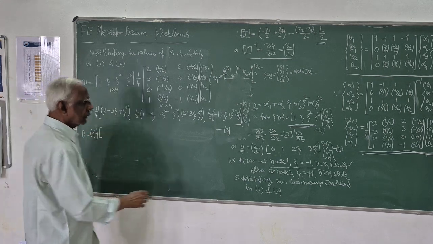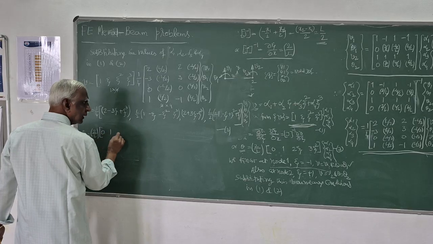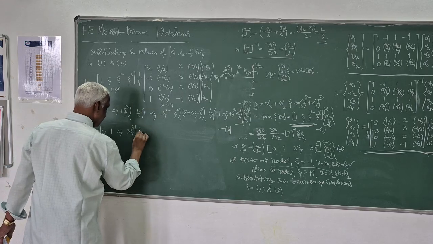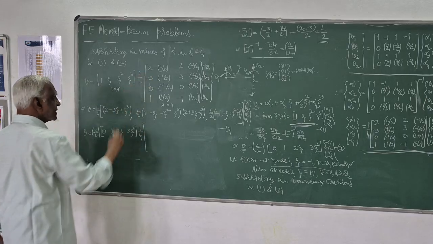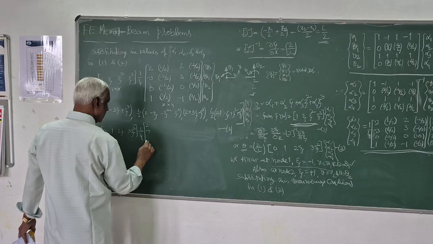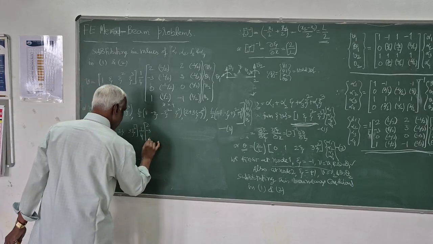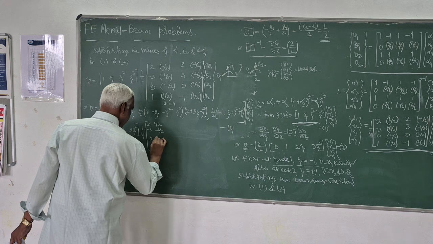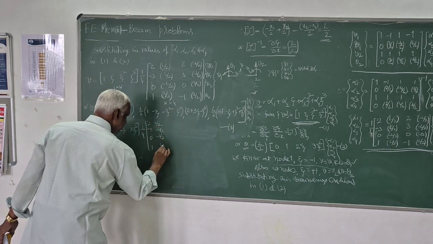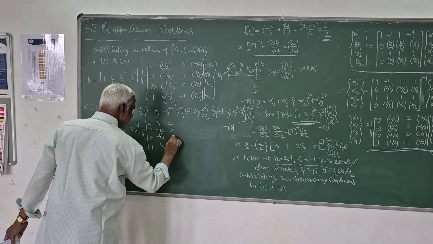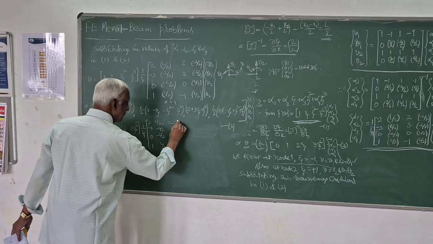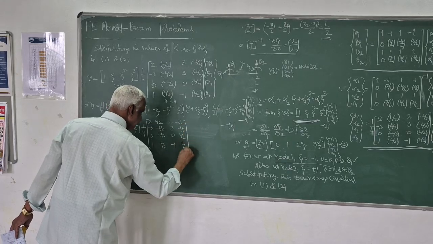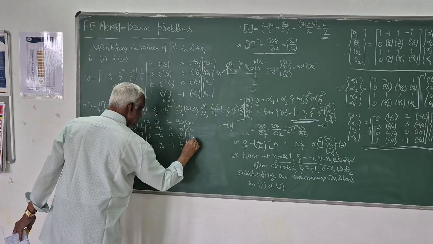into this 0, 1, 2 psi, 3 psi square, into that 1 by 4 into that same matrix: 2, minus 3, 0, 1, then L by 2, minus L by 2, then minus L by 2, L by 2, and 2, 3, 0, minus 1, then minus L by 2, minus L by 2, L by 2, L by 2, into V1, theta 1, V2, theta 2.